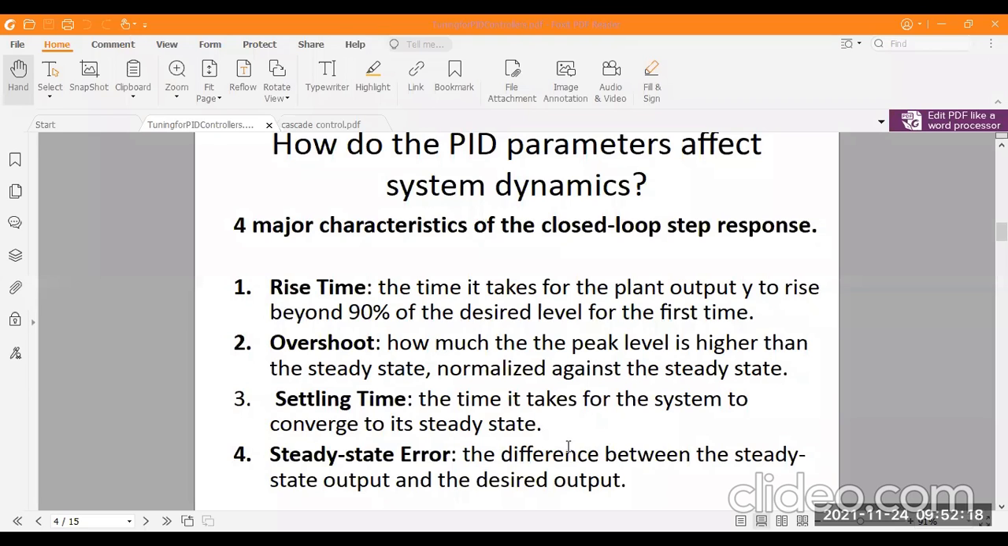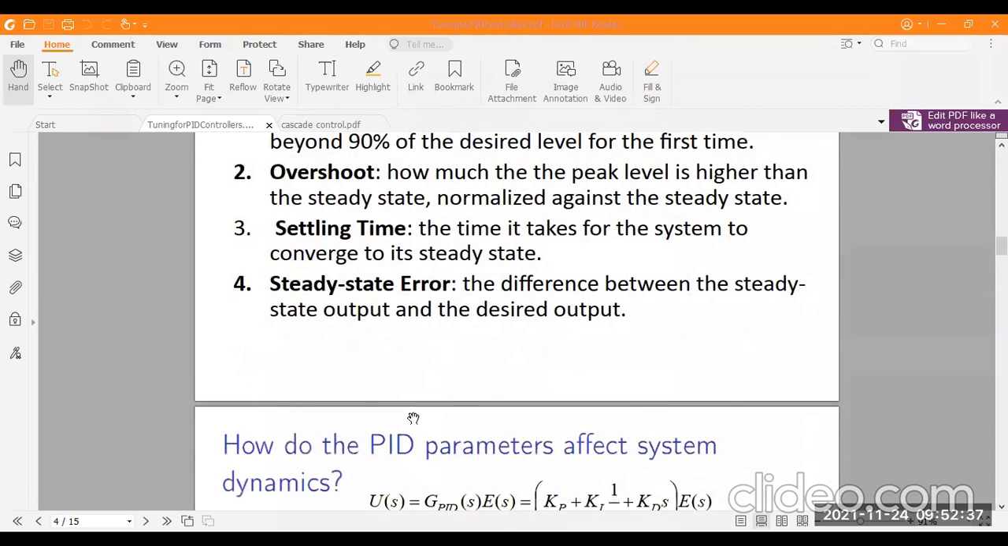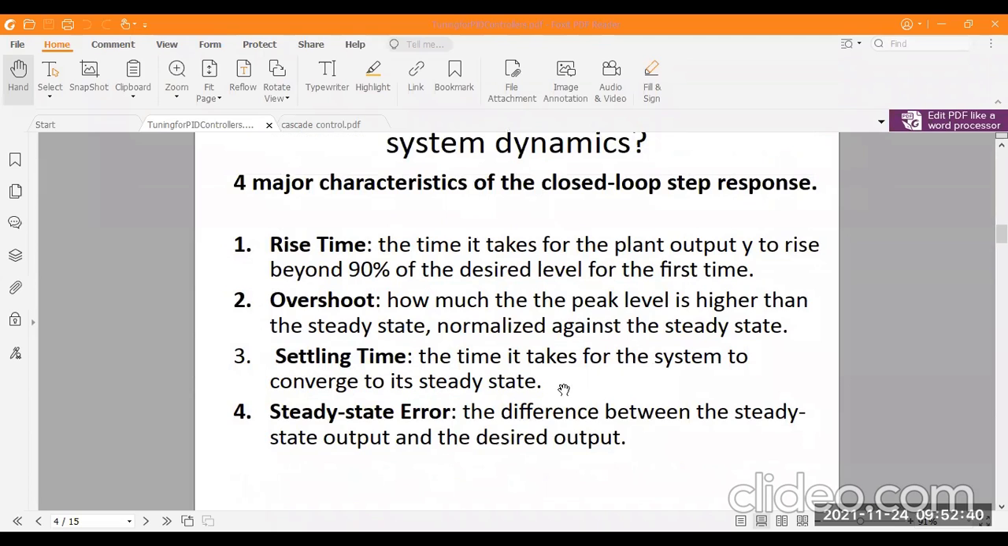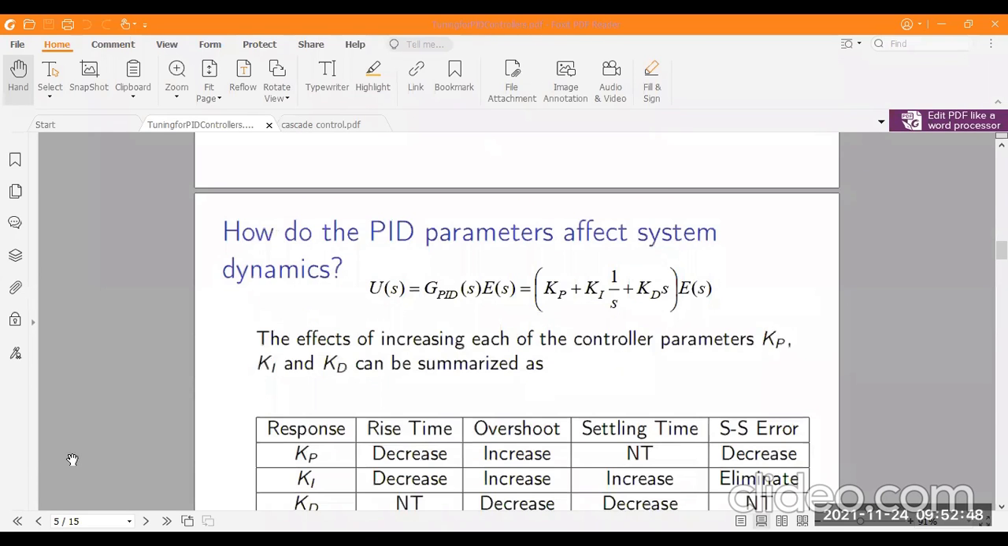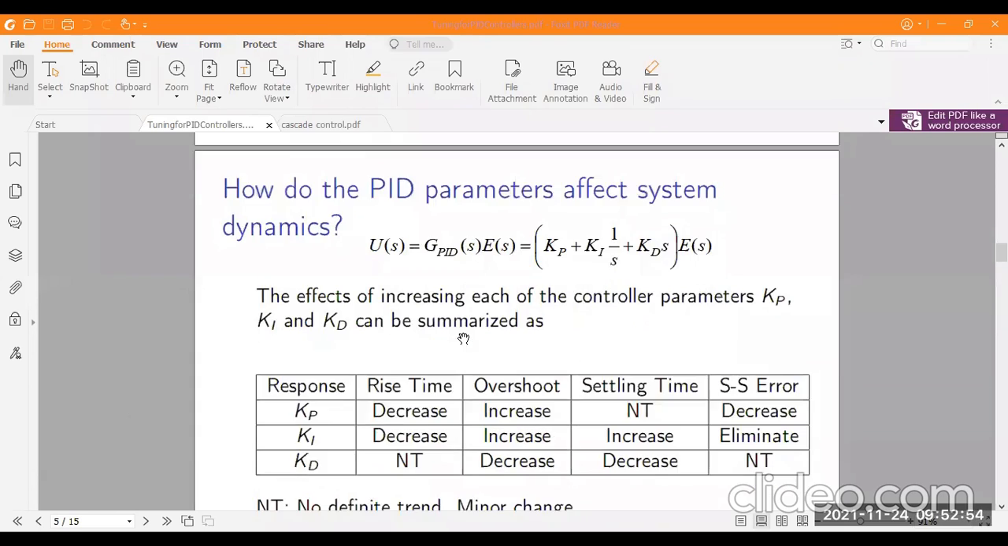So these are the four major characteristics of closed loop control systems that we have to follow in tuning the PID controller. Number one, rise time, number two, overshoot value, number three, settling time, and number four, steady state error. This is very important. One question is also coming from here. How do the PID parameters affect system dynamics? This is a very important part of the PID controller.